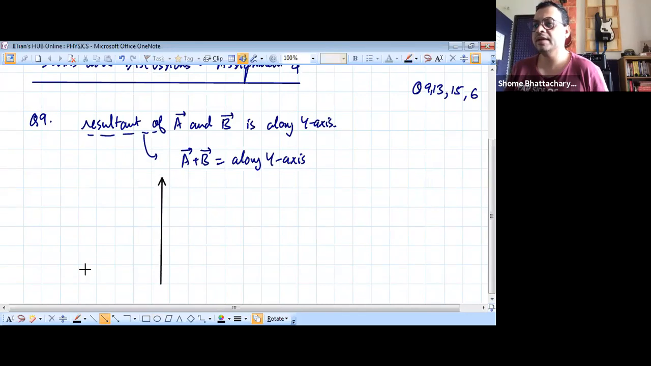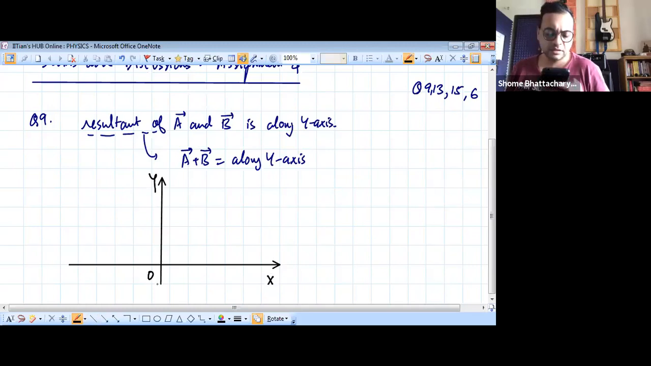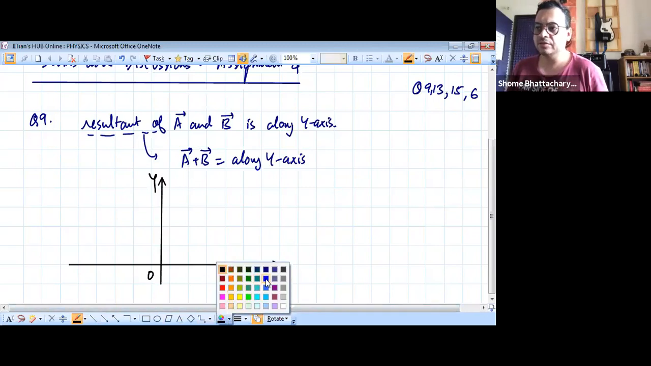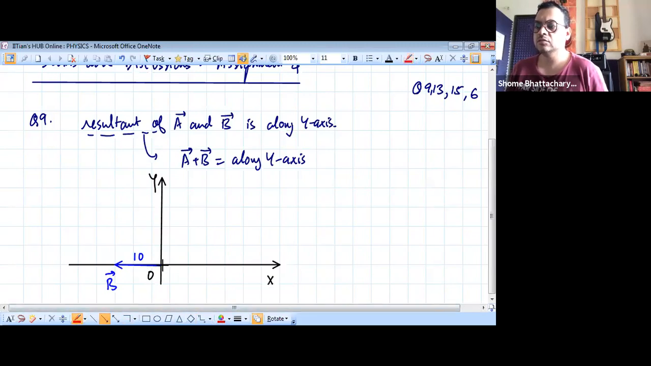So if this is the y-axis and this is the x-axis, now the vector B is shown to be along the negative x-axis and its magnitude is given to me in the problem as 10. So B is this vector which has a magnitude of 10 units and a direction like this, whereas A is a vector whose magnitude is not given to me in the problem but whose direction is given in the xy plane. This angle is 60 degrees, the magnitude is not given.